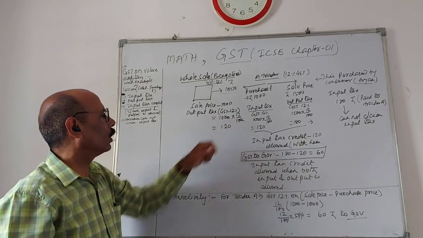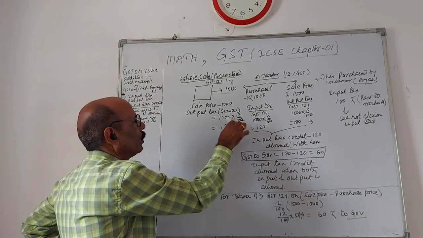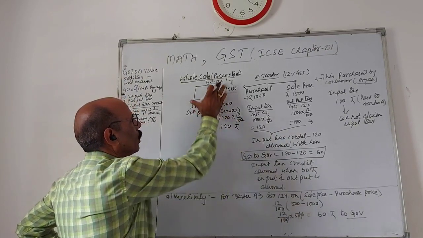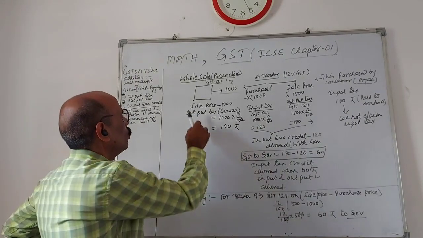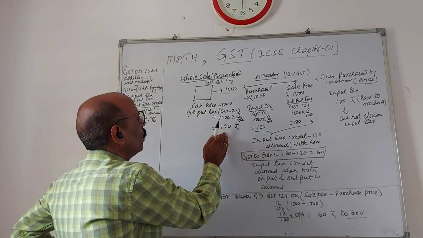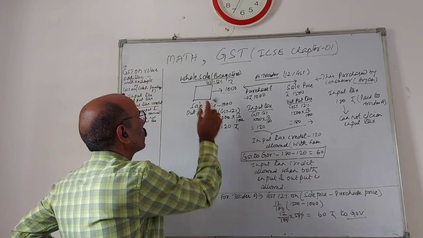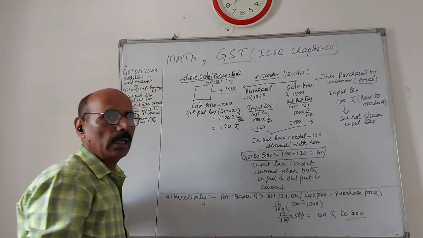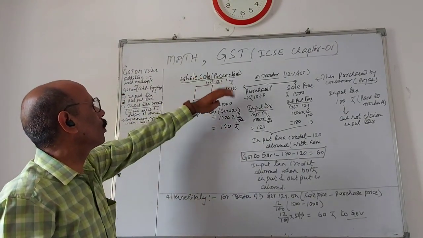If you calculate this, it will be 1000 into 12 by 100, which is 120 rupees. So for this wholesaler, 120 rupees is output tax. So you came to know what is output tax. Okay, now this output tax, this wholesaler has to credit against the GST, meaning he will give it to the government.